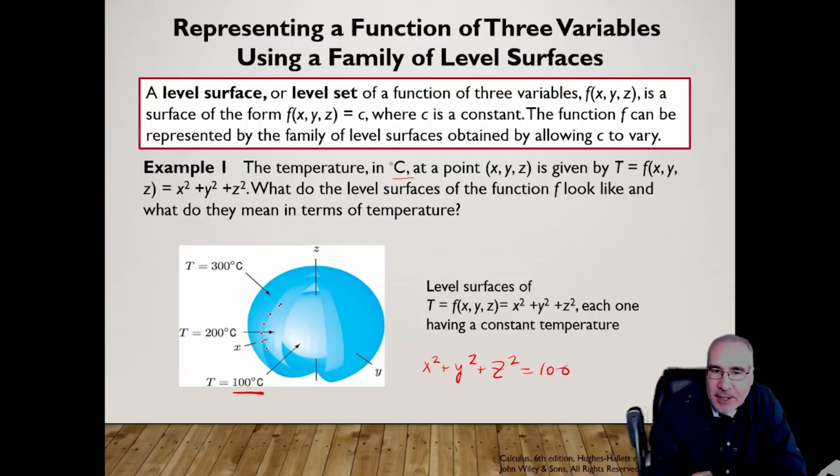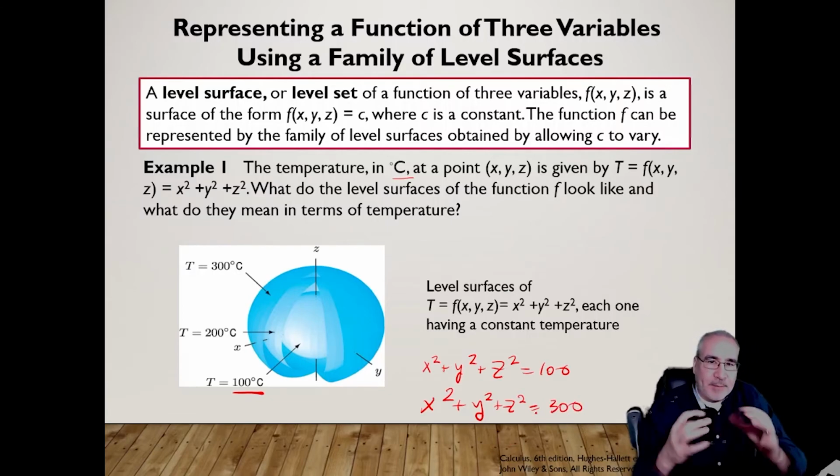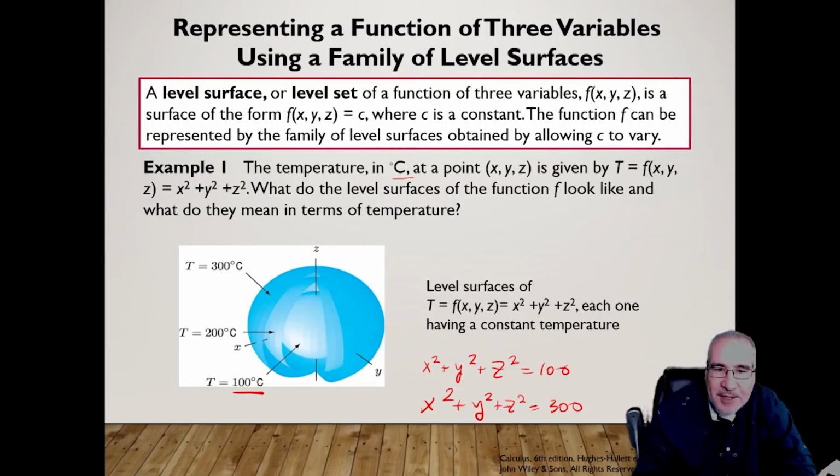Okay, and as we come out, or maybe we talk about an onion because we're actually getting multiple layers, right? 200 degrees is another, sort of an inner one, and then 300 would be out here. So each of these are functions equal to those constants. So the most outside one would be this same equation equal to 300. So we get these shells. Okay.